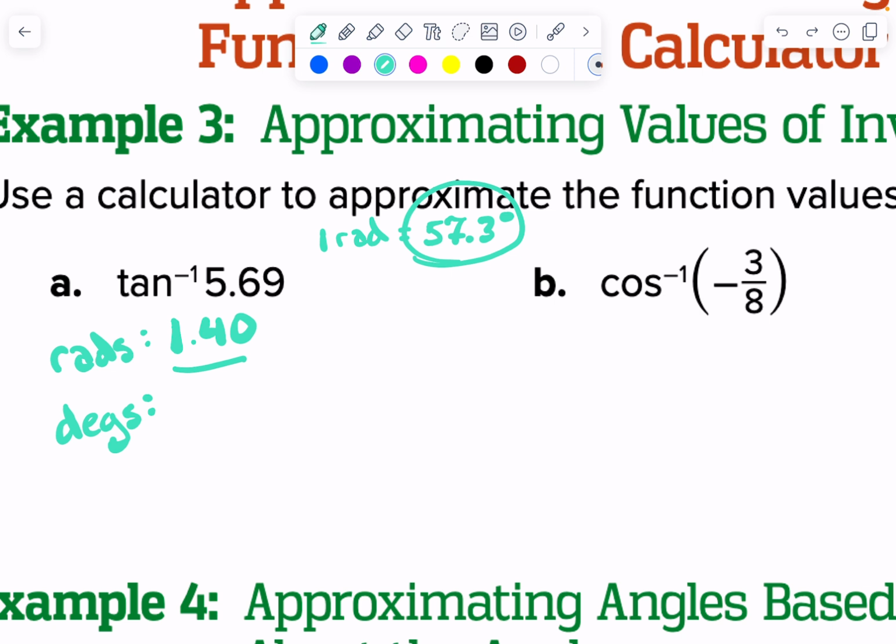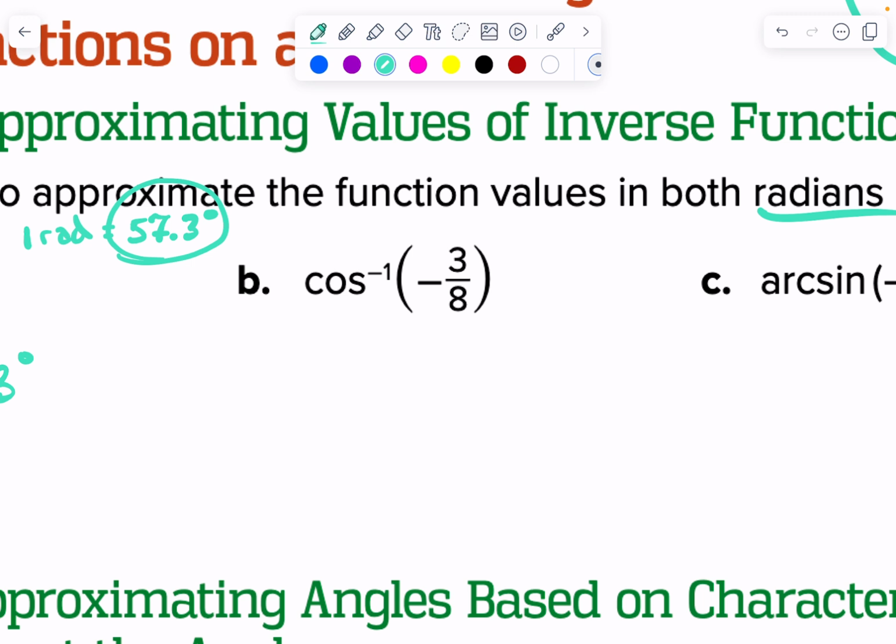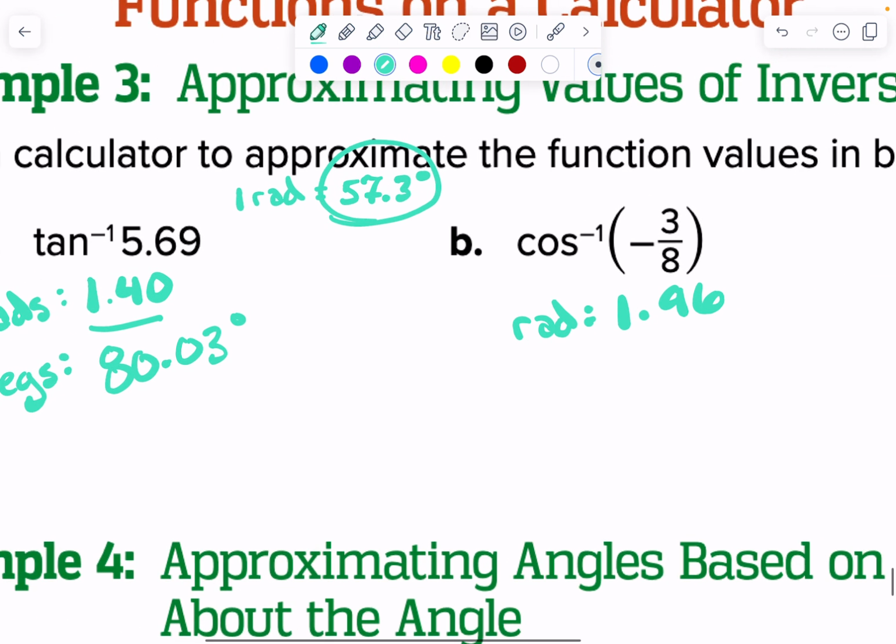So switch back to degrees on your calculator and go inverse tangent of 5.69. 80.03 degrees is what it will be, okay? Same thing with cosine. We're going to go inverse cosine of negative 3/8. The radians is 1.96. Okay, that's almost 2 of these. So 2 of those would be like 114 degrees, right?